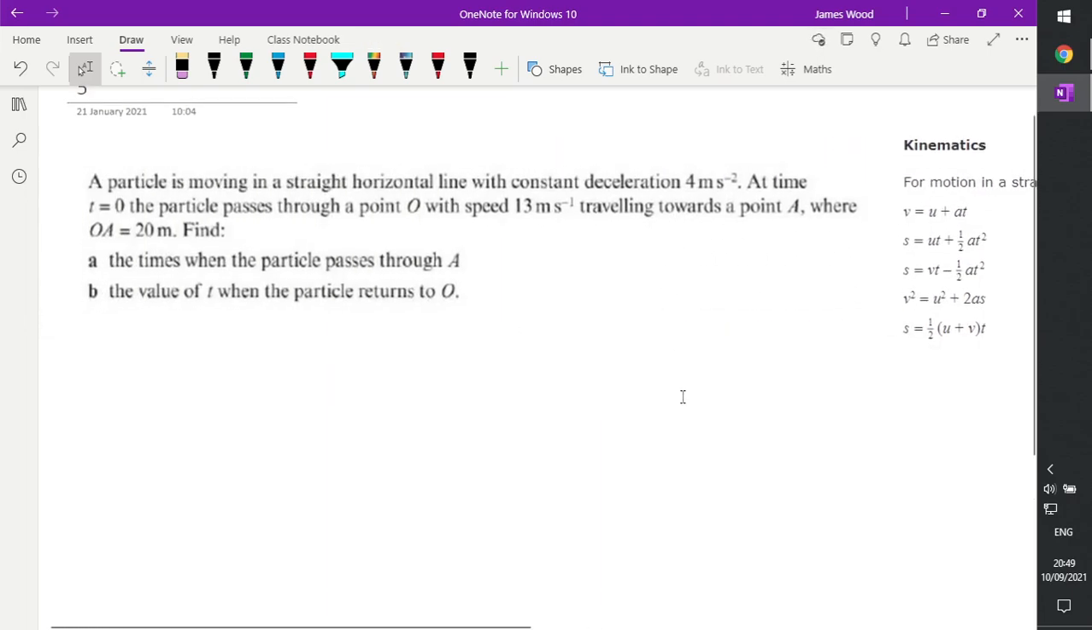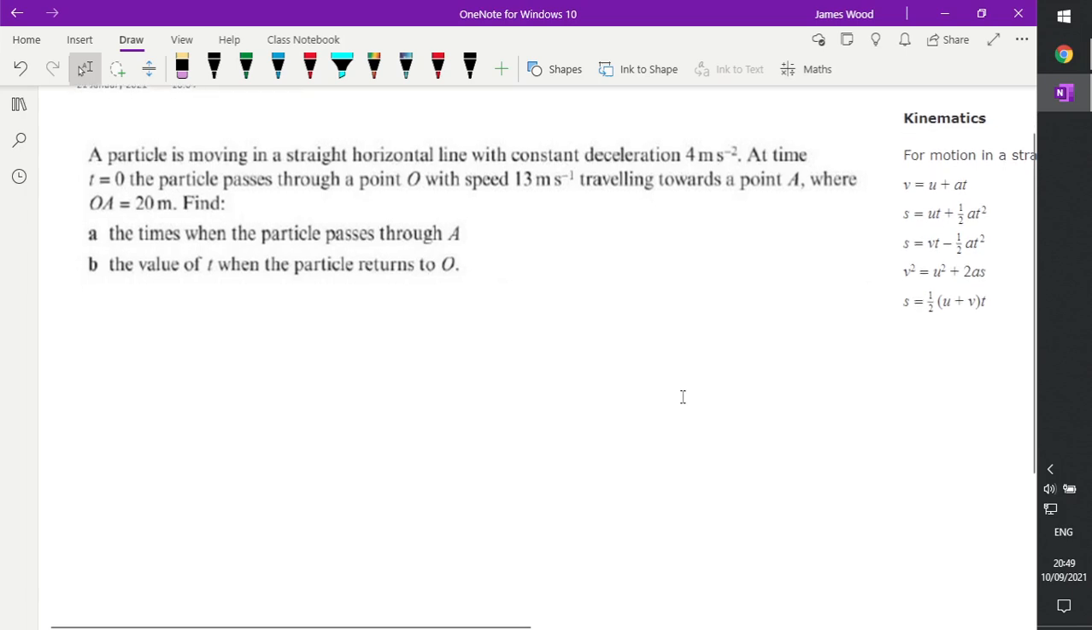So a particle is moving in a straight horizontal line with constant deceleration 4 meters per second squared. So that means that A is minus 4. At time t equals 0, so at the start, it passes through a point O with speed 13, travelling towards a point A where O to A equals 20 meters. Find the times when the particle passes through A. Okay, well this is interesting because it says the times, it doesn't say the time, it just says the times.